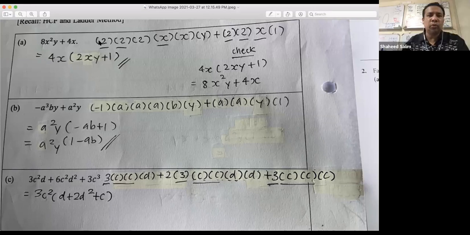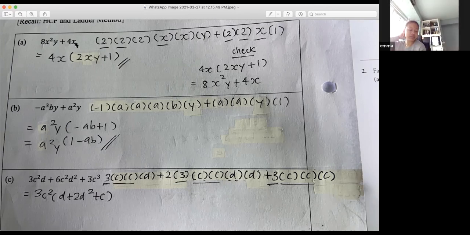2 times 2 times 2. So the teacher breaks it down now. This is prime factorization: 2 times 2 times 2, 2 to the power 3, x to the power 2 and y. Then 2 times 2 and then x. Now how does your teacher, I'm trying to see. I don't understand this method also.